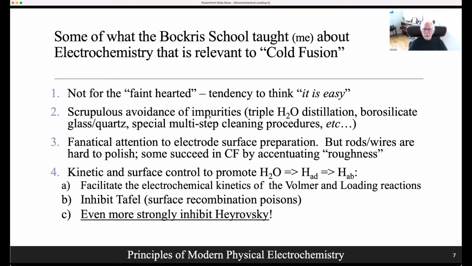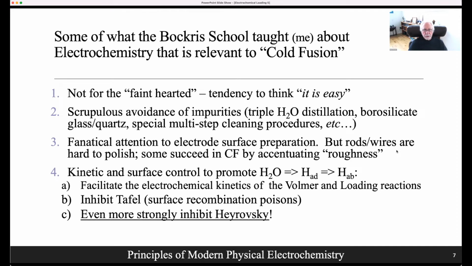It isn't easy. There's a scrupulous avoidance of impurities, and we used to distill our water 3 times in a procedure that had been road tested. We used borosilicate glass or quartz. There were special cleaning and polishing protocols developed, and fanatical attention to surface preparation. Unfortunately for us, or possibly not, rods and wires are hard to polish, and some have succeeded in cold fusion by accentuating the surface roughness.